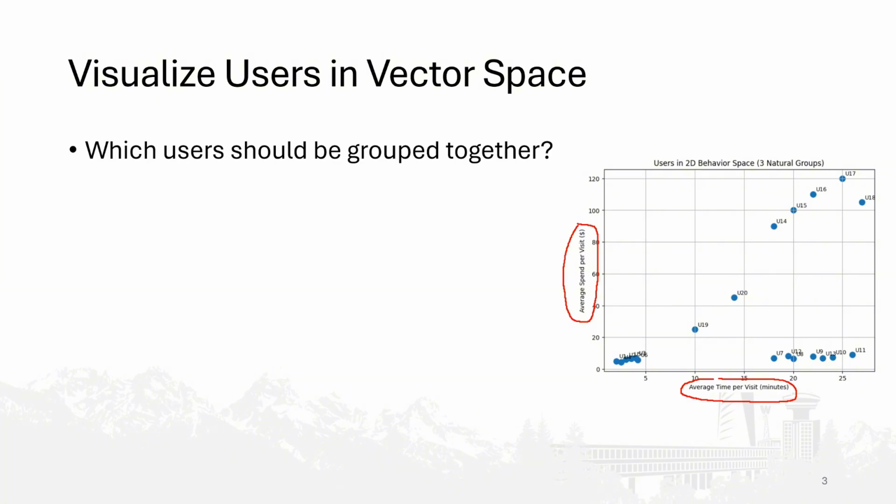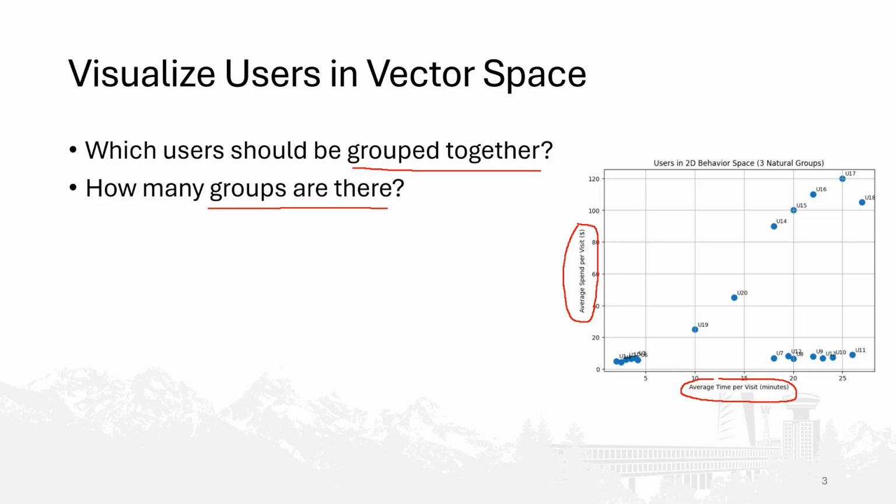So now the question is, which users should be grouped together? We want to group the users who have similar patterns, right? So we want to group them together. Another question we need to answer is, how many groups are there? One group, two groups, or three groups? How many groups are there? We also need to answer this question.